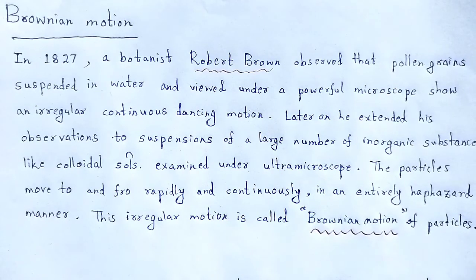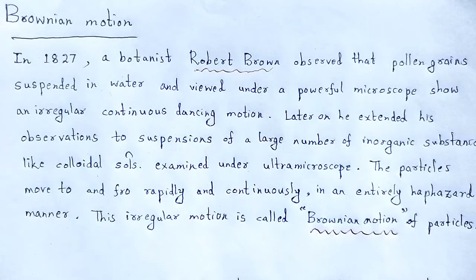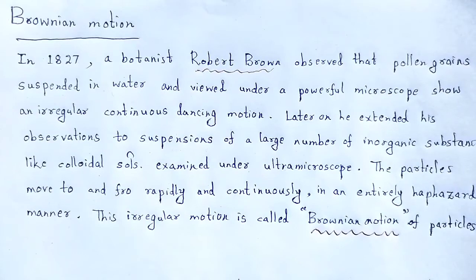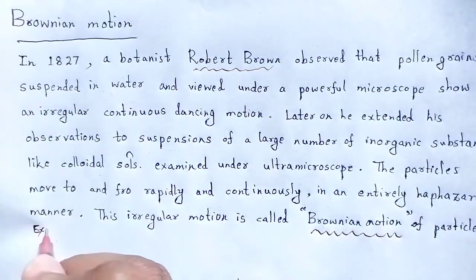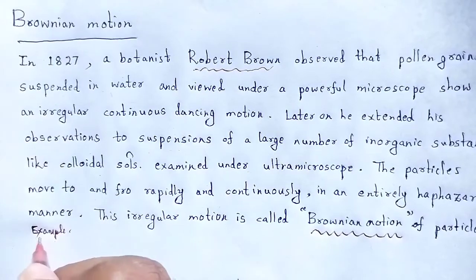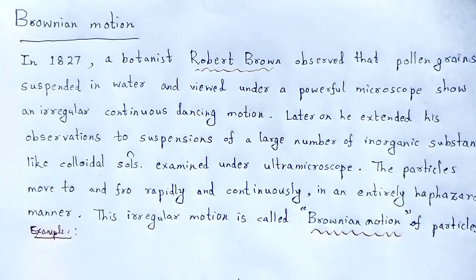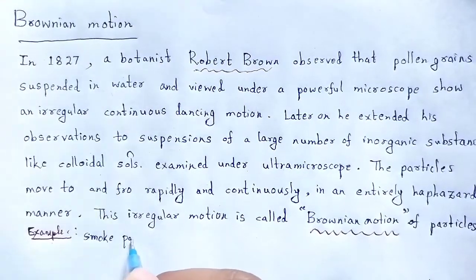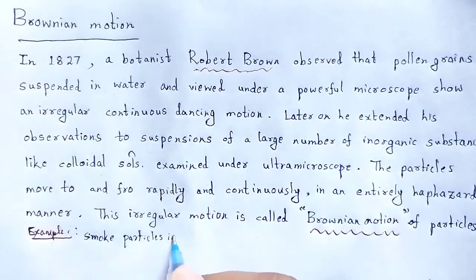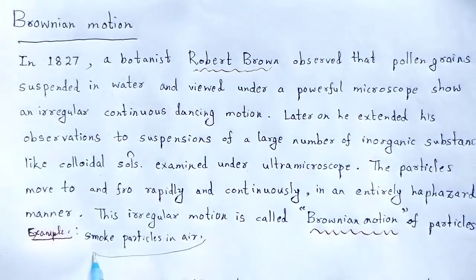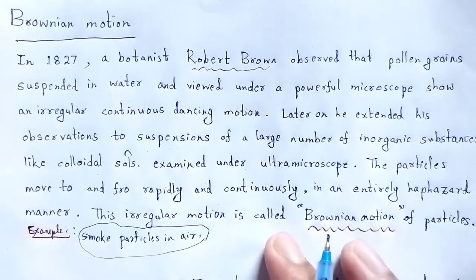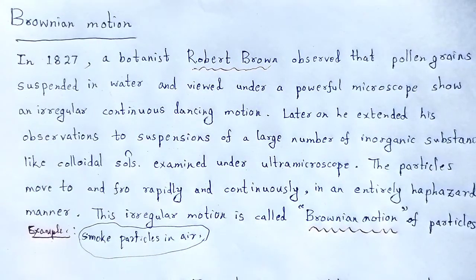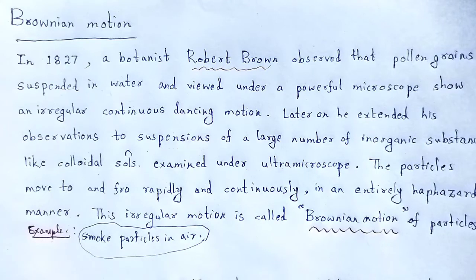Some examples of Brownian motion: the smoke particles in air. If you observe smoke particles in air, they move randomly and haphazardly. That is an example of Brownian motion.